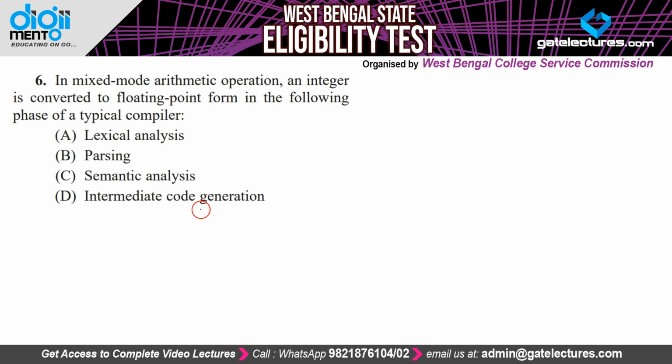In mixed mode arithmetic operation, an integer is converted to floating point form in the following phases of a typical compiler. Generally, what are the phases of the compiler? First of all, we have the phase which is lexical analysis. We give a high-level language program to lexical analysis, which gives a stream of tokens. Now from this lexical analysis, we give it to the syntax analyzer.